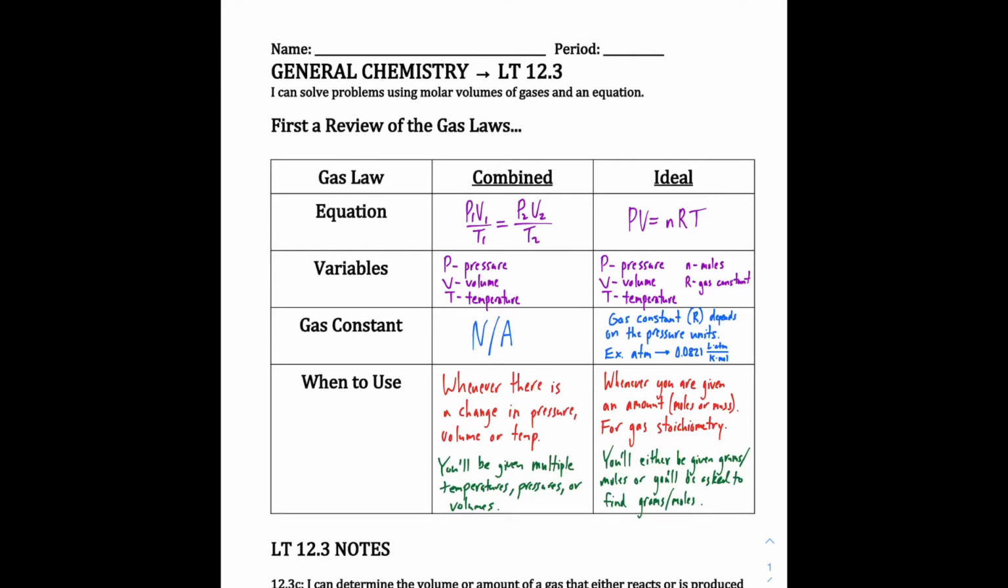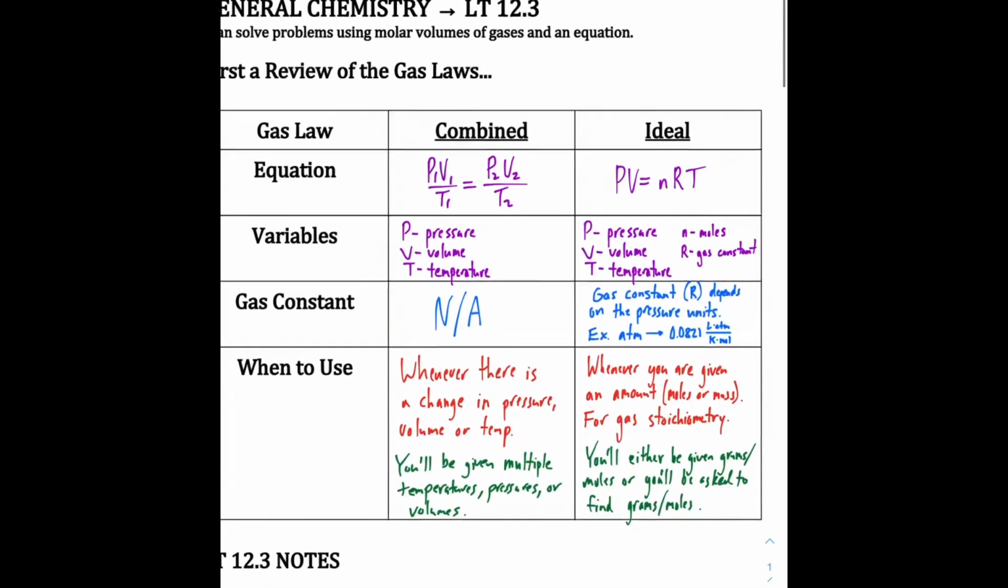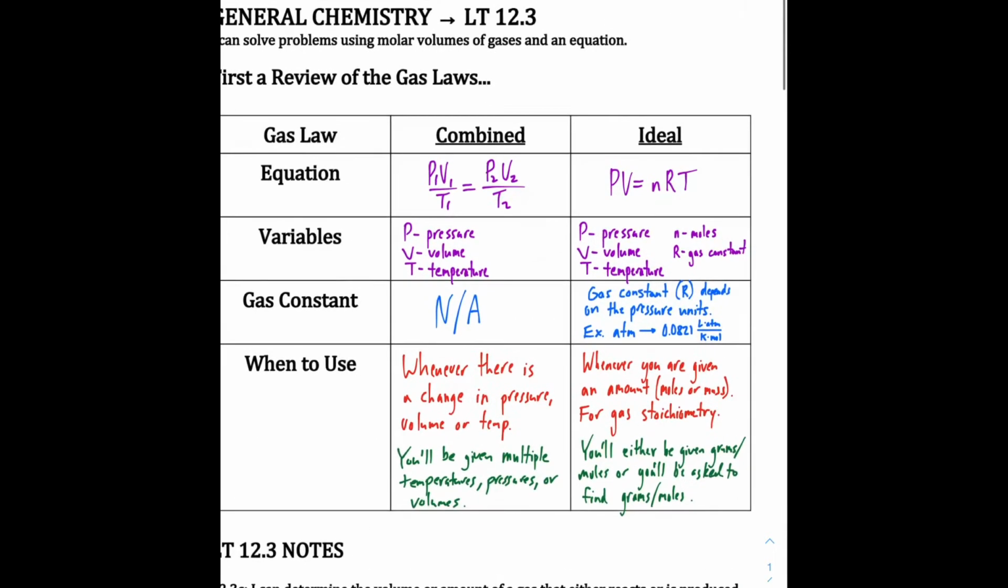We've got combined and ideal gas laws, and what I'd like to do is review how they are similar and different. You can pause the video now if you want to copy these down. I'm just going to start going through them. Obviously, we have two different equations. One is P1V1 over T1 equals P2V2 over T2. The other one being PV equals nRT.